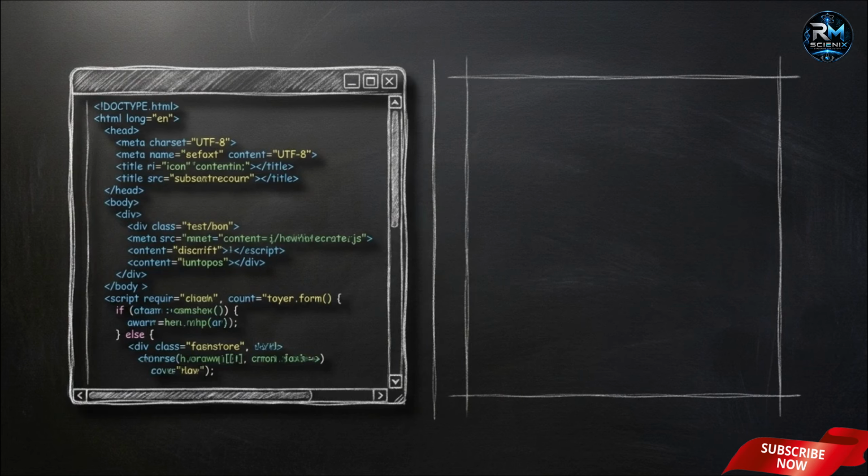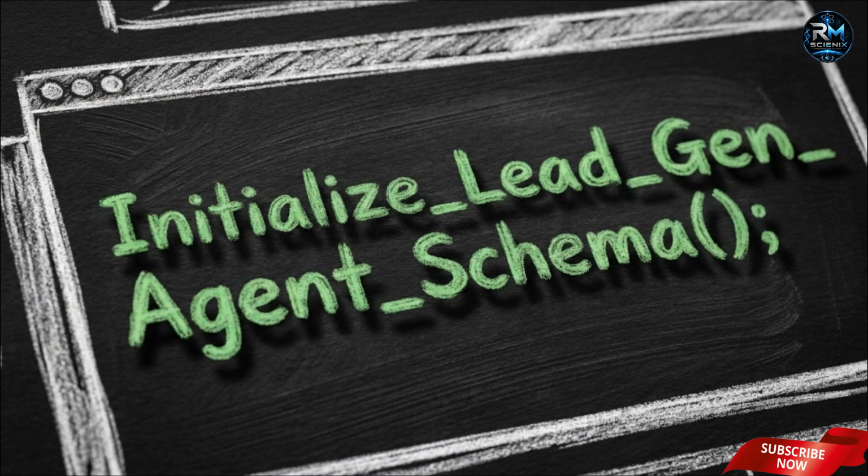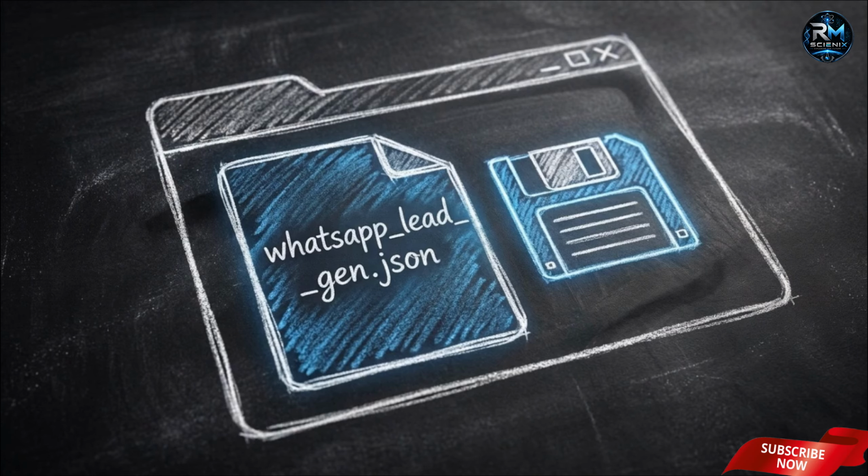The first step is generating our technical infrastructure using Claude Code to write the n8n environment for us. Enter the command, generate a complete n8n workflow JSON for a real estate WhatsApp lead generation agent. Claude will output a raw JSON block. Save this file locally with a .json extension to ensure the formatting remains intact for the import.